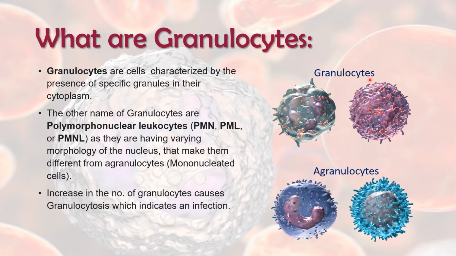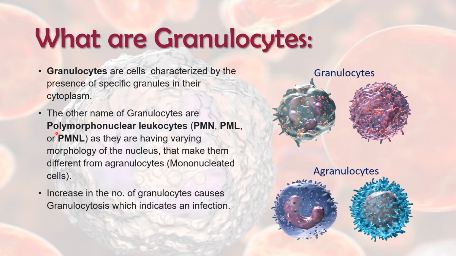So you can see in this picture, this is a granulocyte. This is a neutrophil and this is an eosinophil. You can see there are small spherical sac-like structures present inside the cytoplasm of these granulocytes. These are granules. Sometimes the granules are so numerous that they can conceal even the nucleus of the cell, unlike agranulocytes, which are also known as mononucleate cells.